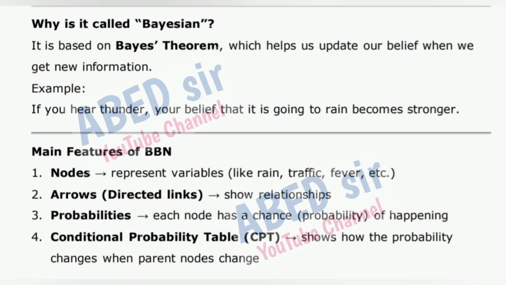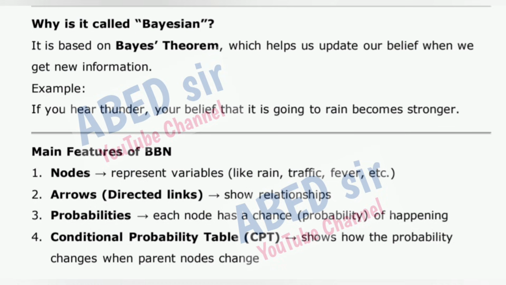Why is it called Bayesian? It is based on Bayes' theorem, which helps us update our belief when we get new information. Example: if you hear thunder, your belief that it is going to rain becomes stronger.